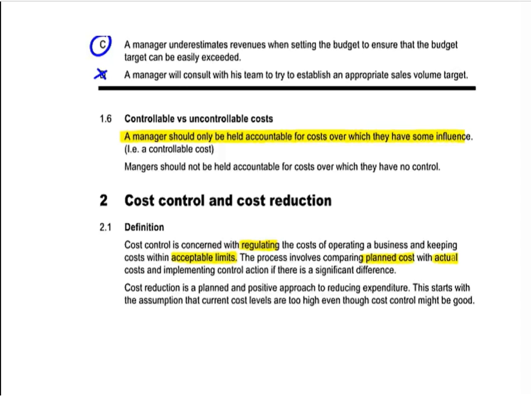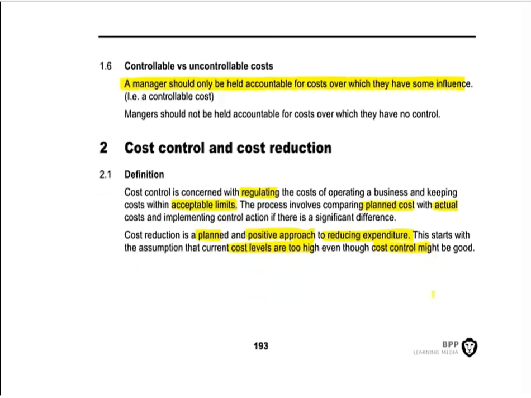Cost reduction then is the focus here. And this is a planned and positive approach to reducing expenditure. So what we're doing is we're trying to say, well, actually, at the moment, costs are high. Our cost control might be good, so they might be what we expect, but overall, the budgeted allowance for costs might be too high.